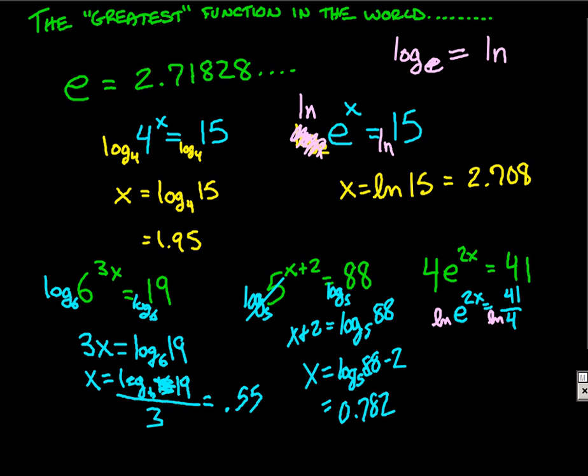When I do that, I should now have just 2x on the left-hand side, and it will equal whatever the natural log of 41 over 4 is. Then to get x by itself, I need to divide that by 2. So the natural log of 41 over 4, and then divide by 2. If I type that into a calculator, natural log of 41 over 4 is about 2.3. So when I divide by 2, I should get 1.16 approximately as my answer. So there you have it. Just make sure you always do the inverse operation, and don't forget about the greatest function in the world, the letter e.